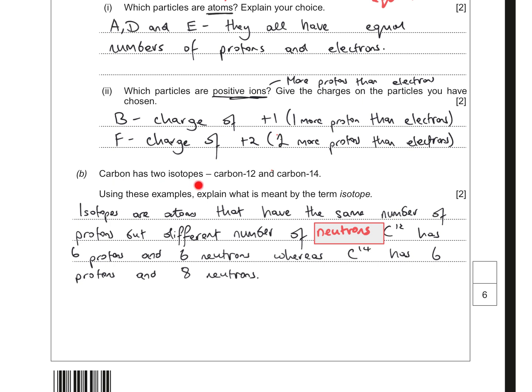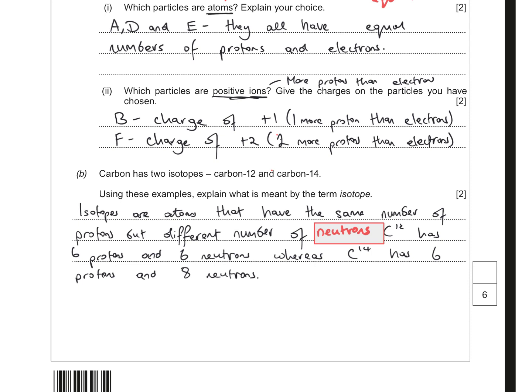Carbon has 2 isotopes, carbon-12 and carbon-14. Using these examples, explain what is meant by the term isotope. So the first thing I'm going to do is remember my definition for isotope, and it's that isotopes are atoms that have the same number of protons but a different number of neutrons. So for example, C12 has got 6 protons and 6 neutrons, whereas C14 has 6 protons and 8 neutrons.